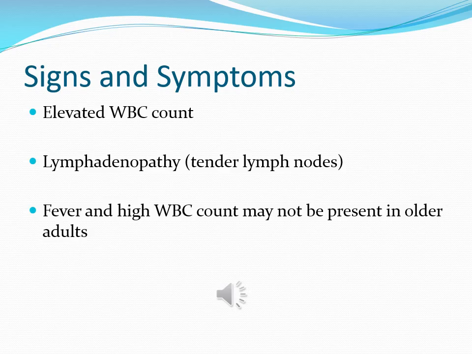And so especially in people that are immunocompromised or older adults, it's common for any kind of infection to actually have a low white blood cell count. So that still is indicative that there could be an infection present.